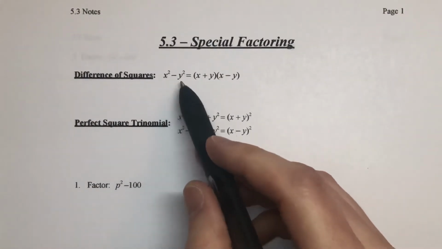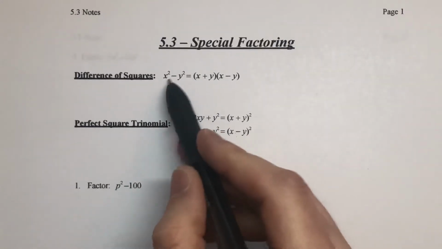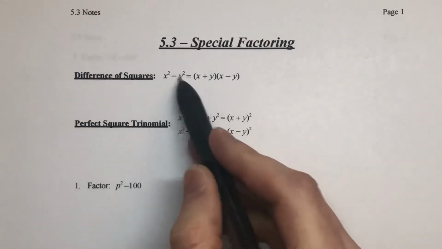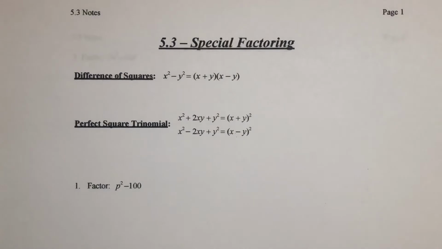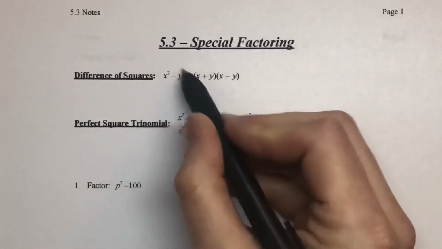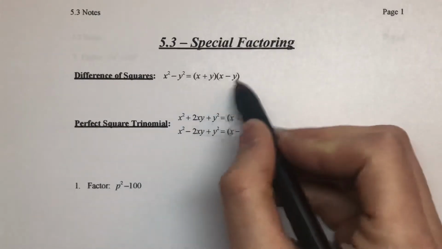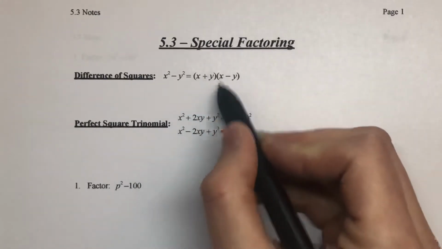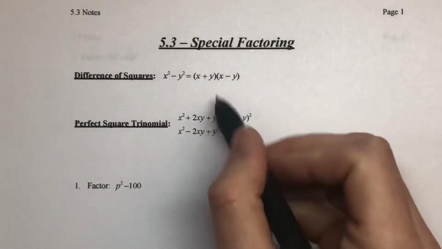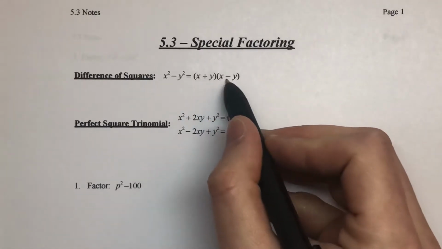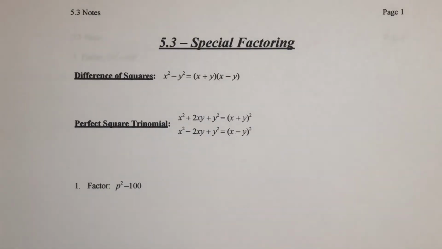So x squared minus y squared, that pattern, difference, subtraction of squares, meaning each term is something being squared. If you have that pattern, then we know that breaks down to two binomials where the first terms are both x, the last terms are both y, and there's a plus and there's a minus between those two terms.